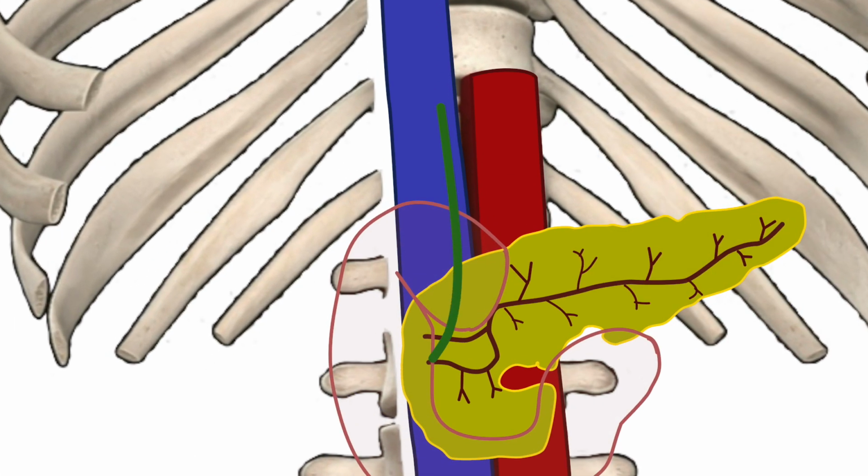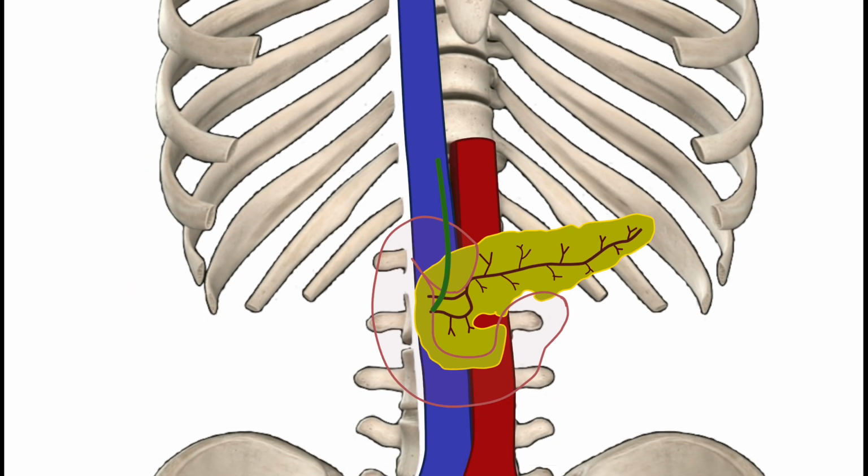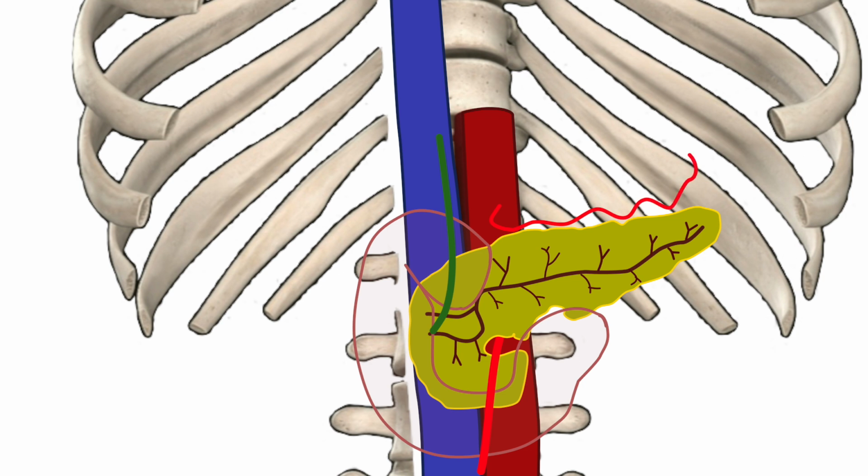The common bile duct descends behind the head of the pancreas, before opening into the second part of the duodenum, alongside the major pancreatic duct, through the major duodenal papilla. The aorta and inferior vena cava pass behind the pancreas. The superior mesenteric artery lies behind the neck of the pancreas, and anterior to the uncinate process. The splenic artery runs over the top of the pancreas.